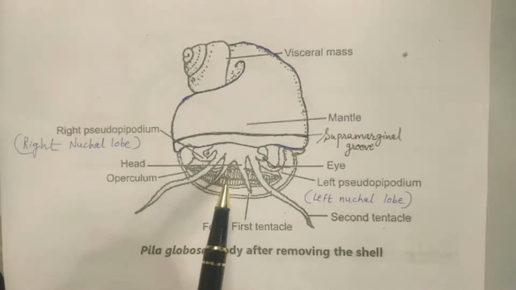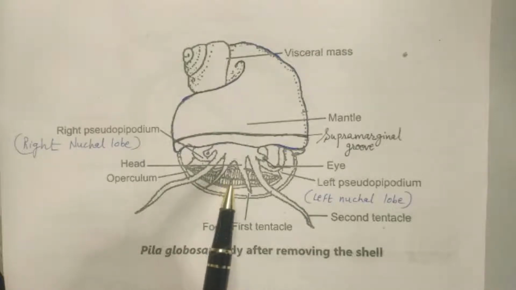Okay, the foot has two parts, anterior and posterior. This is the anterior part, this is the posterior part. The anterior part is called the propodium and the posterior part is called the metapodium. Propodium and metapodium together constitute the foot, which forms the sole for creeping during locomotion.